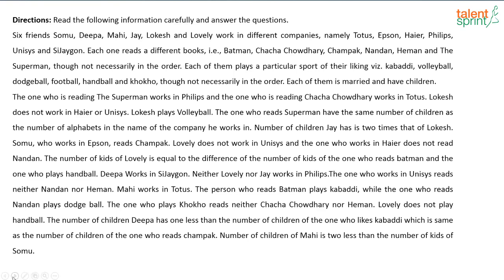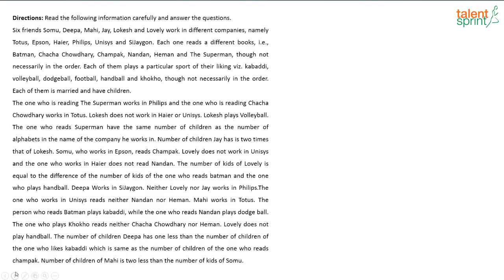So I think I'll start solving the question. Let me just take the next slide. Those of you who are trying, please continue trying. You can refer to this slide and try. I think I will slowly start. Okay, what is given here? 6 friends, Somu, Deepa, Mahi, Jay, Lokesh and Lovely work in different companies, namely these. Each one reads different books as follows, though not necessarily in the order. Each of them plays a particular sport, namely kabaddi, volleyball, dodgeball, football, handball and kho-kho, though not necessarily in the order. Each of them is married and has children.